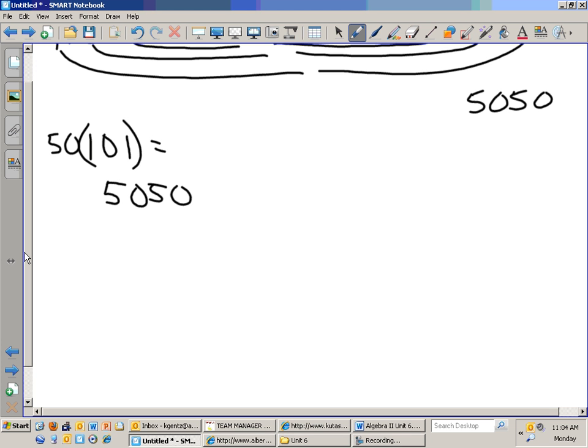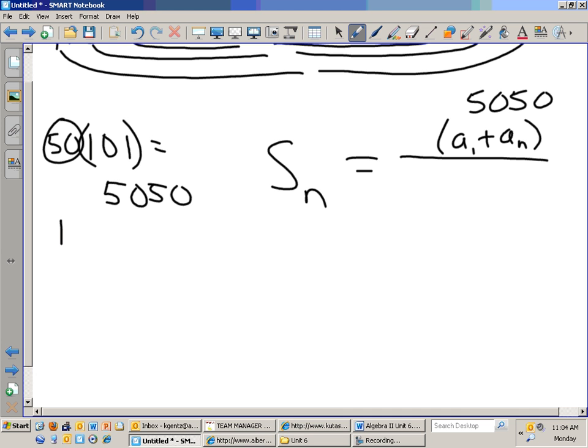So that's good stuff. So let's figure this out. Where did the number 101 come from? We took the first term and we added it to the last term, right? So that's where 101 came from. Where did 50 come from? Isn't 50 100 divided by 2? So 100 is the n, the number of terms, divided by 2.